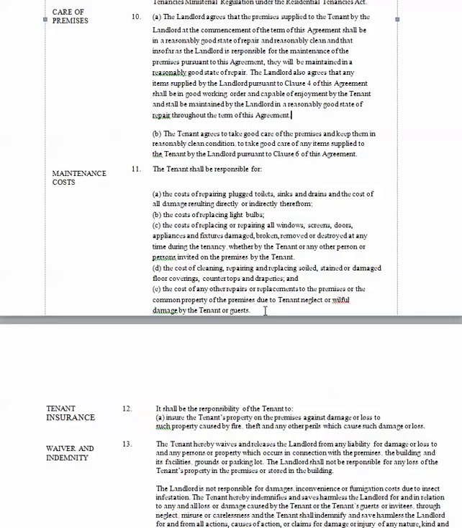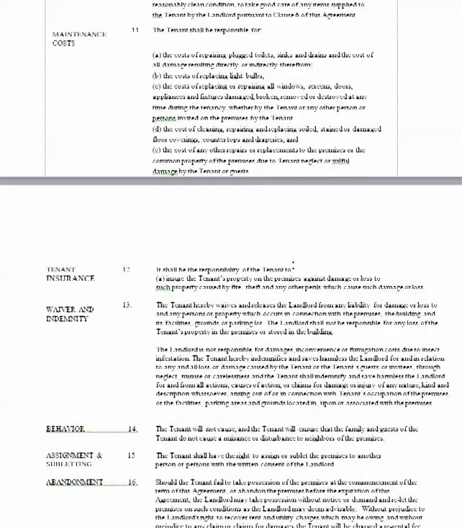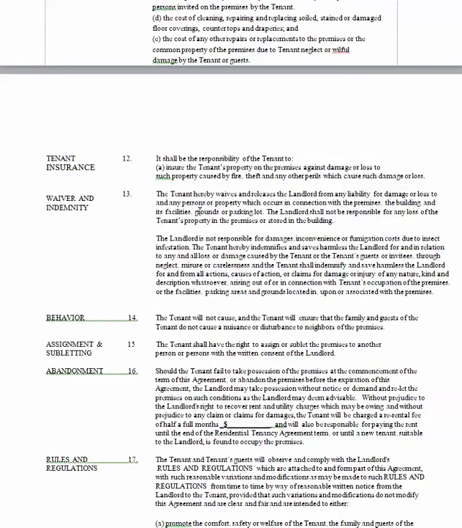The cost of any other repairs or replacement to the premises or the common property of the premises due to the tenant's neglectful or willful damage by the tenant or the guests. We have a responsibility, and so do you. Tenant's insurance: you will be responsible for getting your own insurance. It insures the tenant's property and the premises against damage and loss, so that if something is happening, you are responsible for it. It's your responsibility.